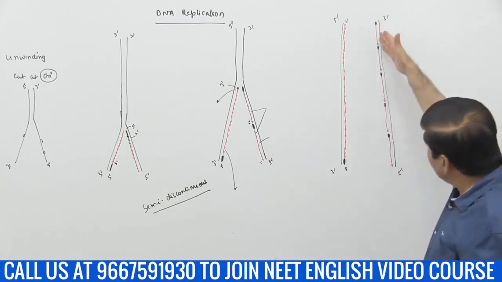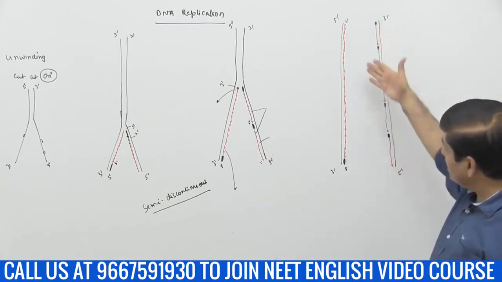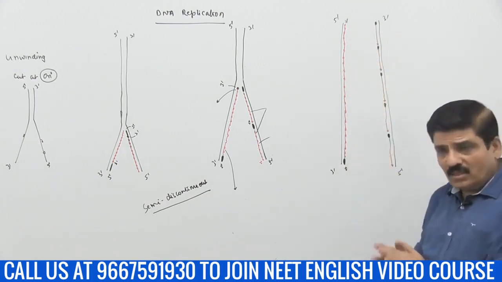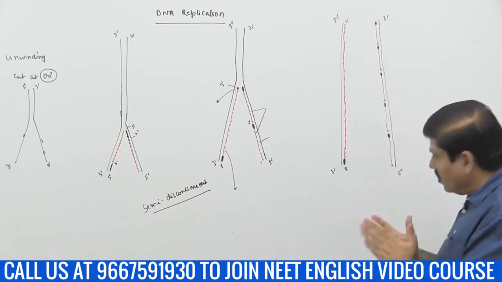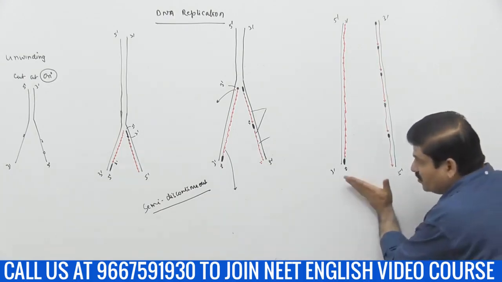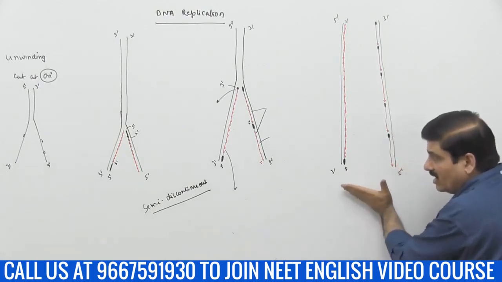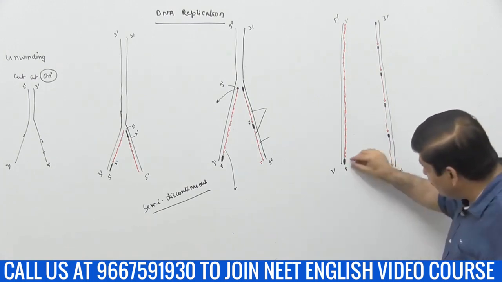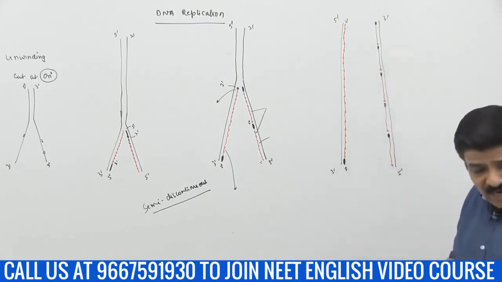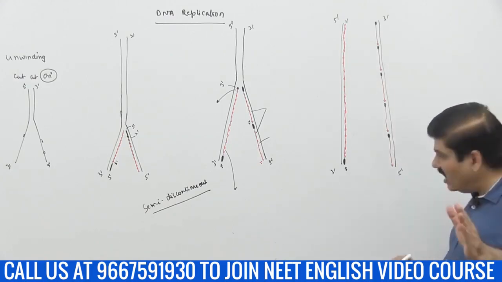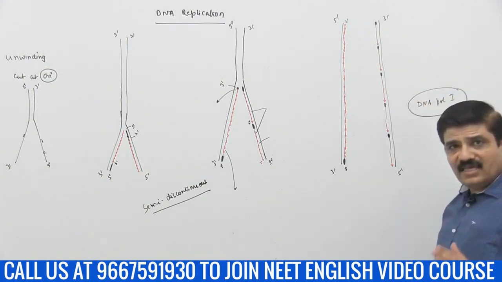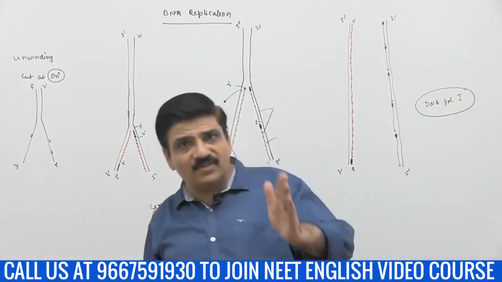So this has been synthesized or replicated discontinuously, and this has been replicated continuously, making it a semi-discontinuous mode of DNA replication. Now these primers must be removed, and the gaps should be filled by deoxyribonucleotides. It is very important that these primers are removed, and they can be removed with the help of DNA polymerase 1 only.